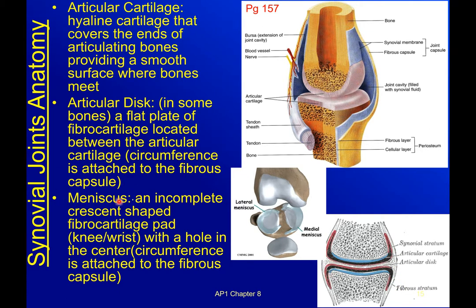Now, a meniscus. I'm sure if anybody watches sports, you've heard of a torn meniscus. It's basically an incomplete crescent-shaped fibrocartilage pad at your knees or your wrist with a hole in the center. So if you look here, you can see that this is flat, but the ends are raised here and here, almost like it's making a cup for your femur to sit in so that it doesn't slip off. That is a meniscus. When somebody tears the meniscus, they're actually tearing this piece of cartilage off of their knee, which is a bad thing and it's not a good feeling.